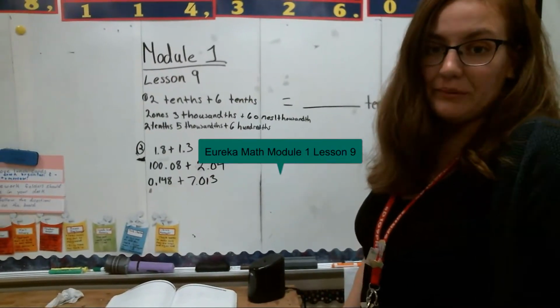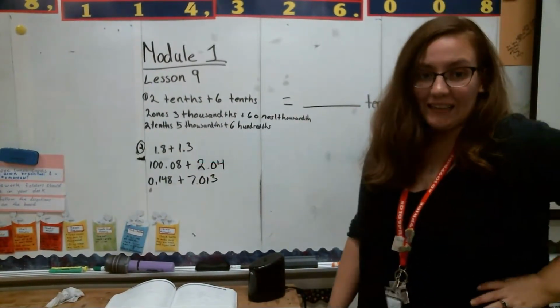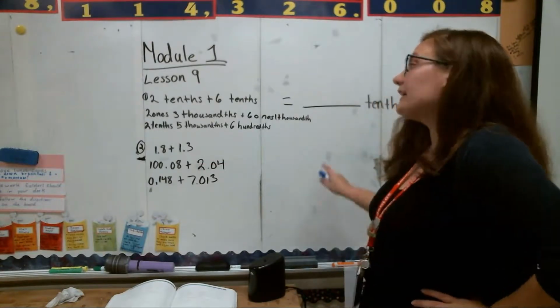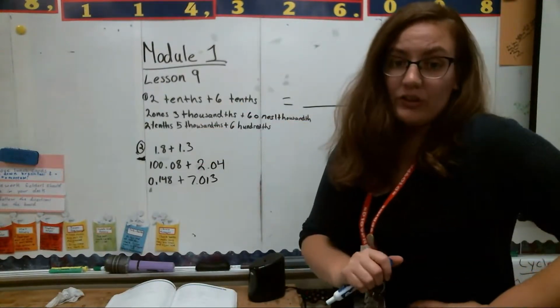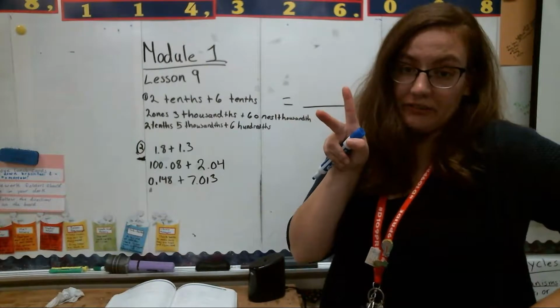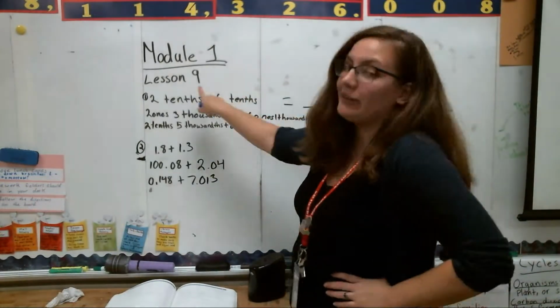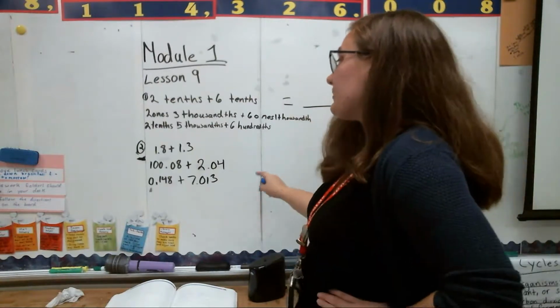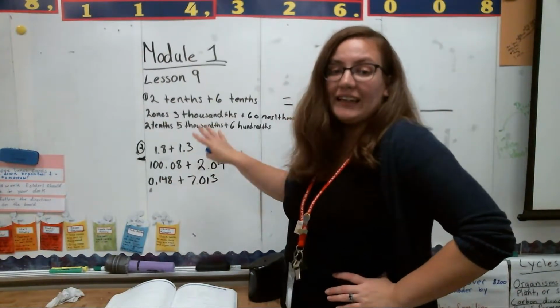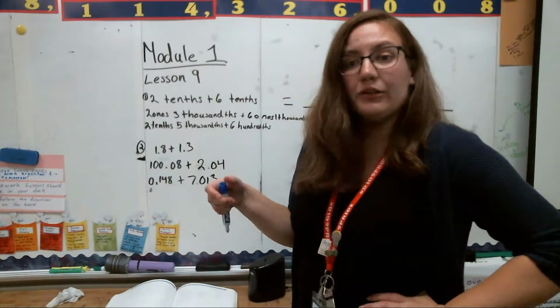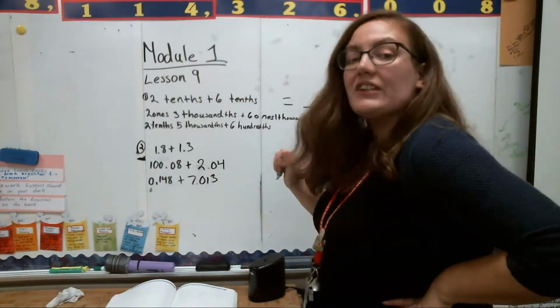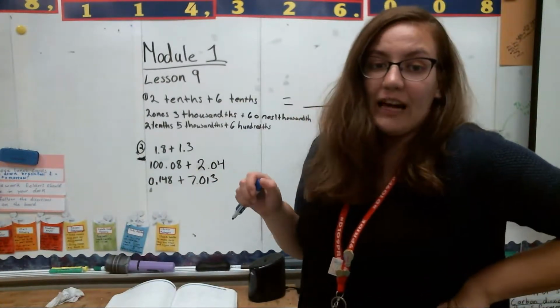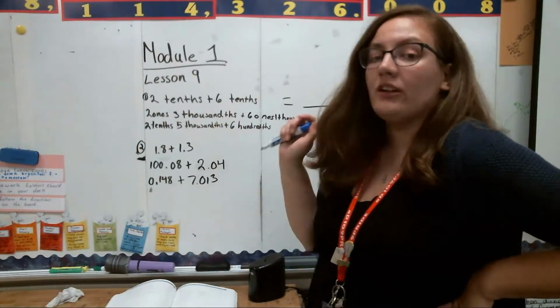Hi, 5th grade. Today we're going to be doing Module 1, Lesson 9, and for this lesson we are going to be adding decimals. We're going to be doing this in two different ways. We're first going to be starting with the unit form and adding decimals that way, and then we're going to be just adding decimals in the standard form that we are used to. So we're going to be trying this out today, so please make sure you have your math notebook out and you're following along with me.